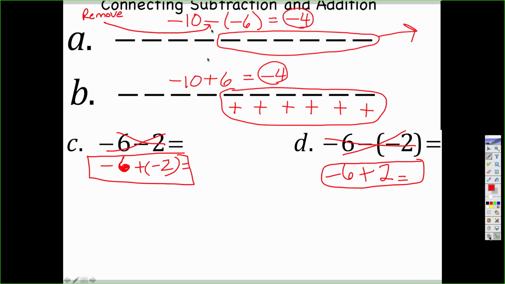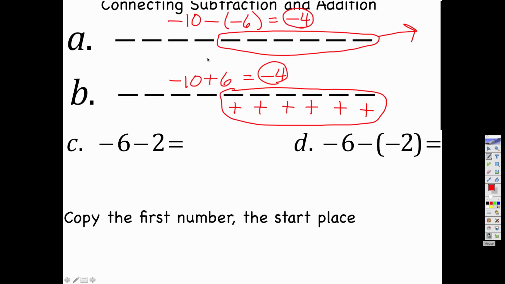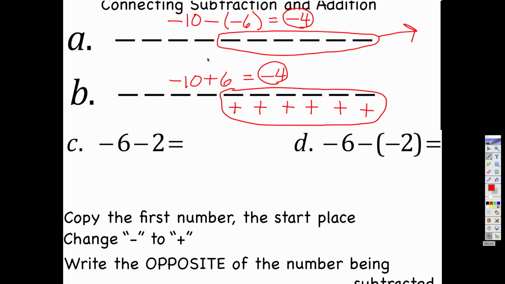So here would be our steps. If I summarize here, these would be our steps. Okay. First, I'm going to copy the first number, the start place. Then I'm going to change subtract to addition. And then we're going to write the opposite of the number being subtracted.